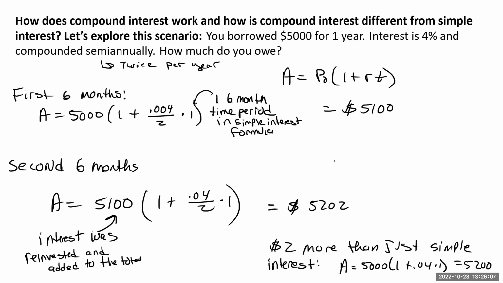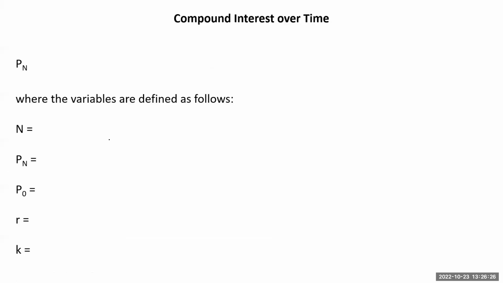All right, let's go to a formula for compound interest, because I don't want to have to keep doing multiple calculations like this. If I were doing monthly, I'd have to do 12 of these calculations, one for every month, and I don't want to do that. So we have a little formula for compound interest over time. Compound interest over time is P sub n is equal to P sub 0 times 1 plus R over K to the nk power.